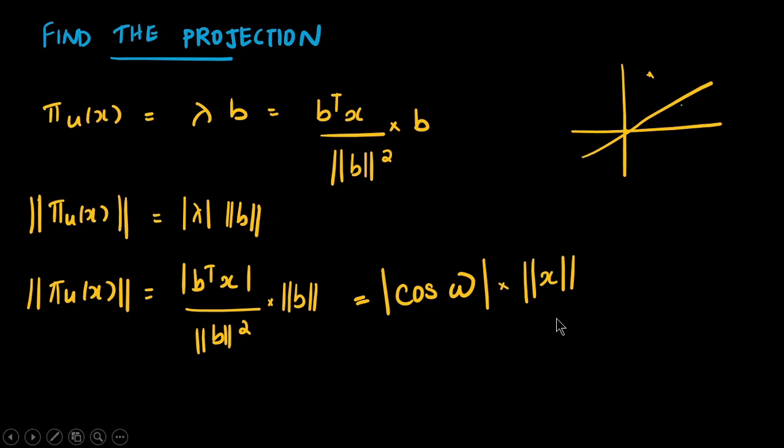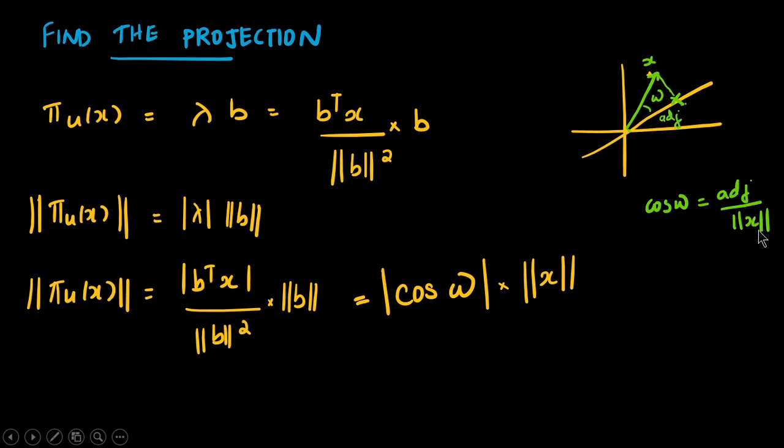And how it comes, we can just check. This is our xy plane, and this is the line, the vector subspace u, and this is the vector x, and we find the projection over here. Omega is the angle between vector x and the line u. And then what is cos omega? Cos omega is actually the adjacent side divided by the hypotenuse. Hypotenuse is the length of x.